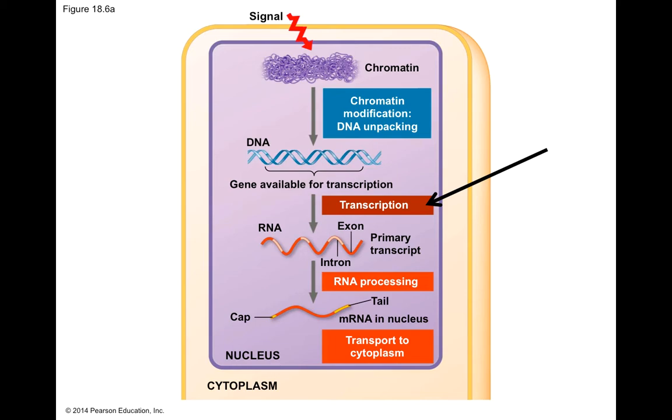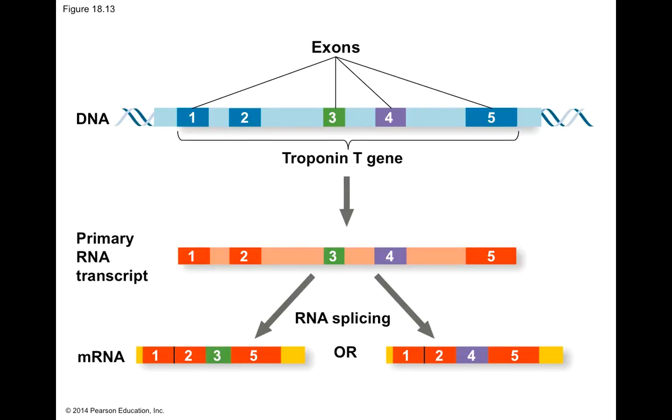If transcription occurs, a piece of RNA is made. The next step would be to process the RNA into mature messenger RNA so that it could leave the nucleus and go into the cytoplasm for translation. So let's look at how RNA processing can be regulated. Remember that RNA processing takes place in 3 steps: the 5' cap, the 3' tail, and splicing the introns out and joining the exons. Splicing is the step that can be regulated.